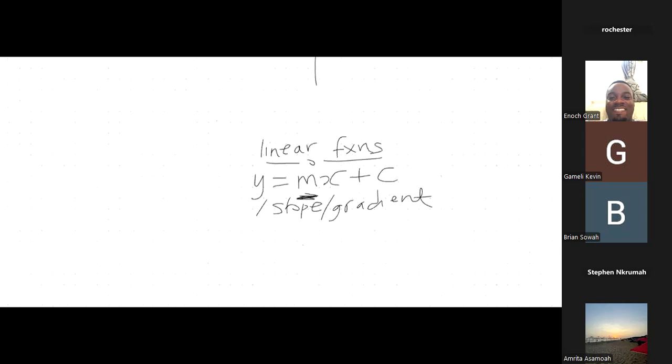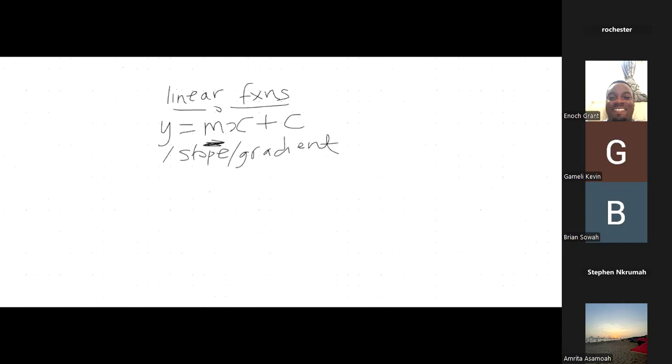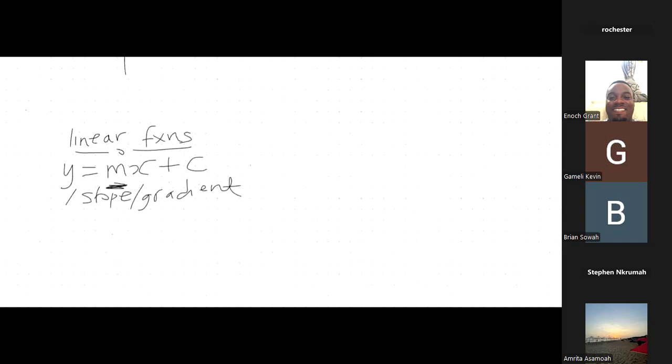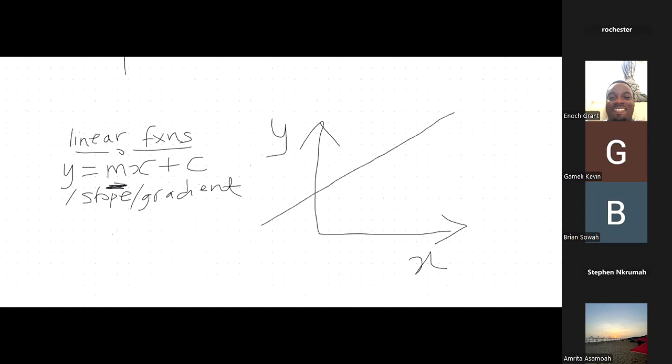So if we want to represent this on the number line, it looks like this. This is our y-axis, and this is our x-axis. Now, if our line is like this, this becomes our line. Where it is cutting the y-axis is what we call the c, the intercept.